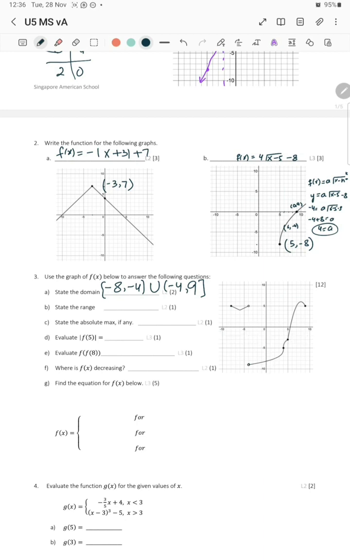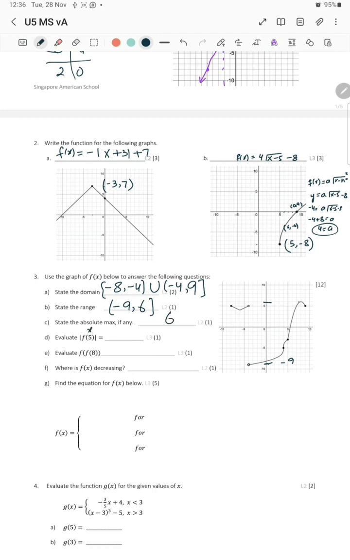Okay, state the range, the y values. This is minus 9 and up it is going to plus 6. Minus 9 is not included, plus 6 is included. Maximum, the maximum is coming at 6.